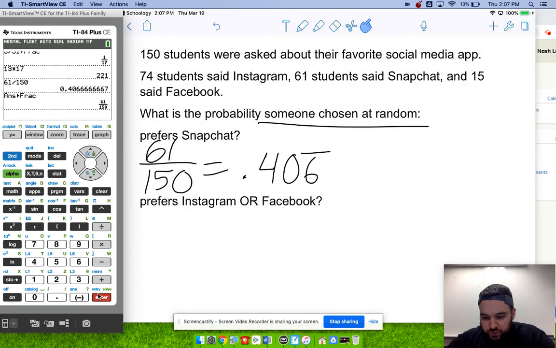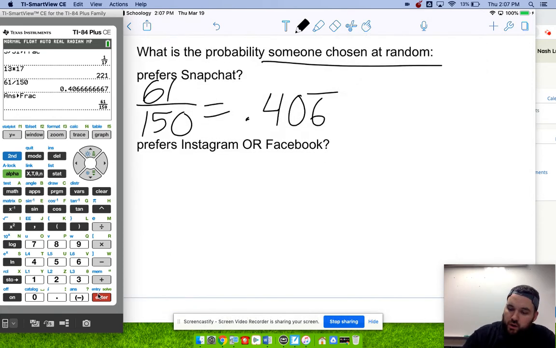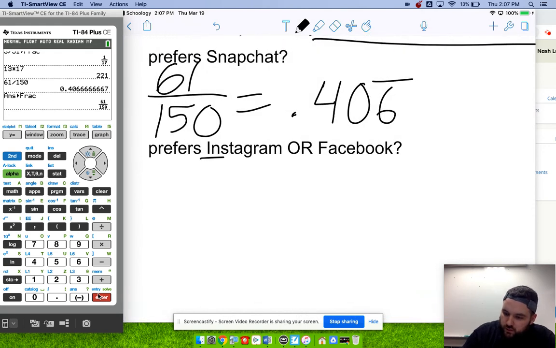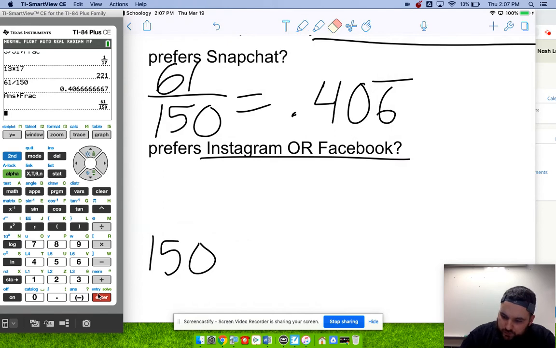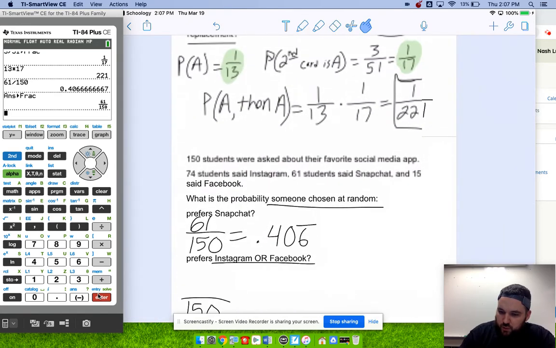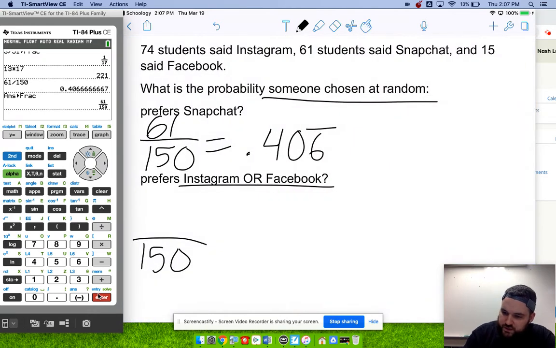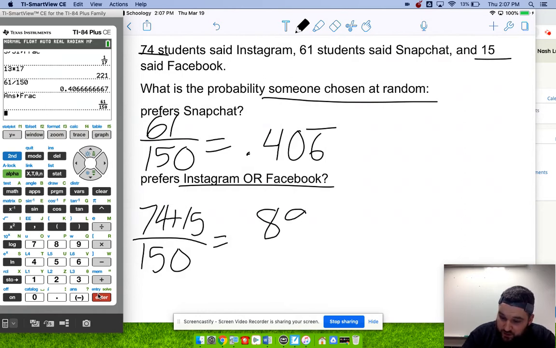If it says the probability that someone prefers Instagram or Facebook, again, I'm only picking one person. So my sample space is still going to be 150. But now I want the probability that they prefer Instagram or Facebook. There's two ways to do this. I can take the 74 Instagram and the 15 Facebook and add those together and get 89 out of 150.